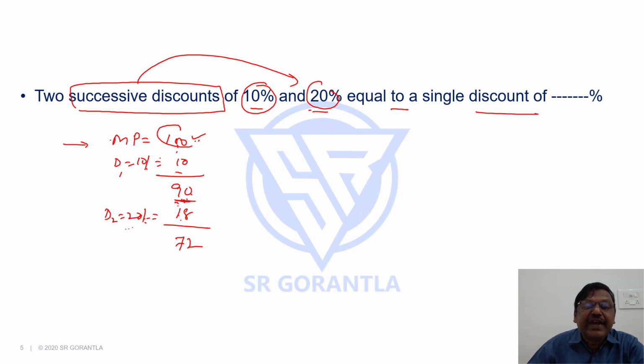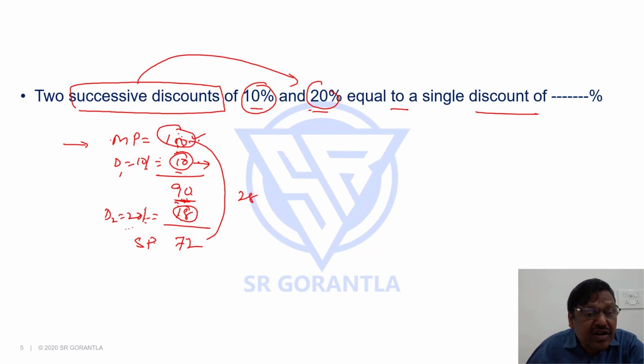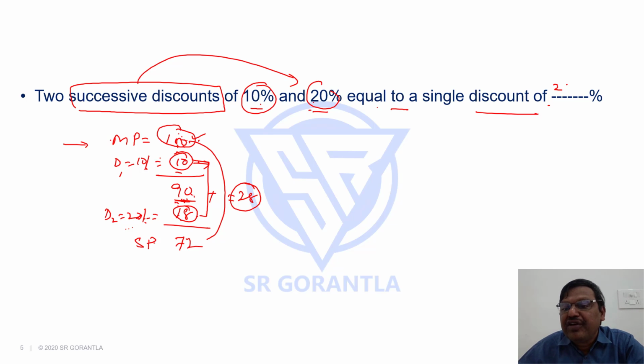Finally, if there is a market price of 100 rupees and you are selling at 72, how much discount has been given? 100 minus 72, 28. Or you can see the first discount is 10 rupees, but the second discount is not 20 rupees, it is only 18 because it is on 90. 10 plus 18 is equal to 28. So we say two successive discounts of 10% and 20% equal a single discount of 28%, right?